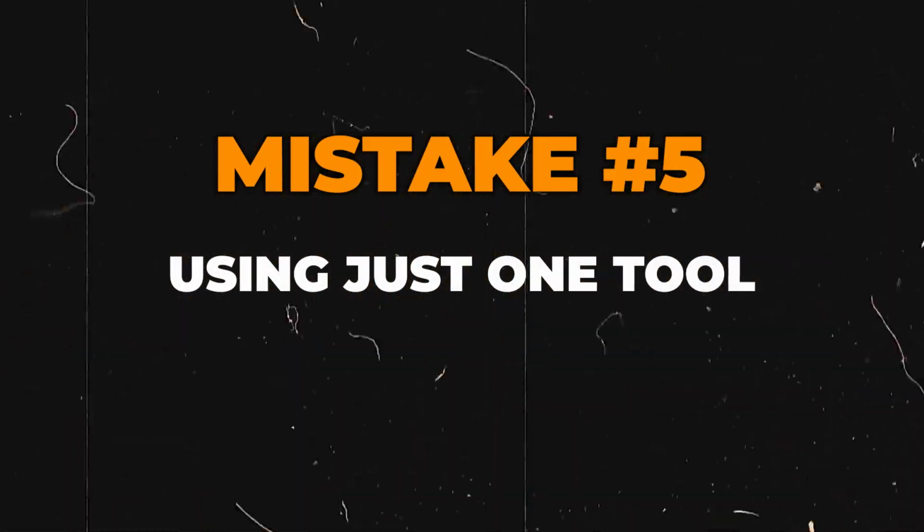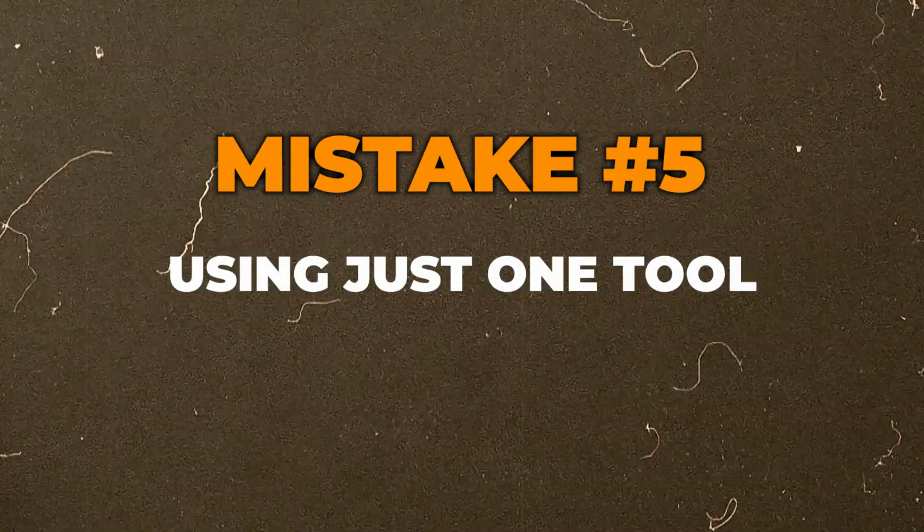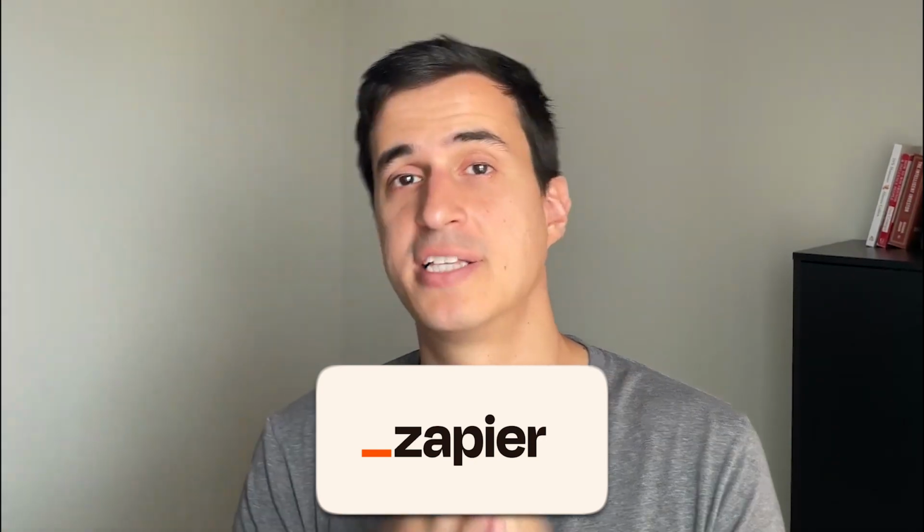The fifth mistake is just using one tool. This is really important because a lot of people think about automation as just Zapier, but Zapier is just one tool, one automation tool, and just one method of building automation. There are a bunch of different ways that you can automate your processes.